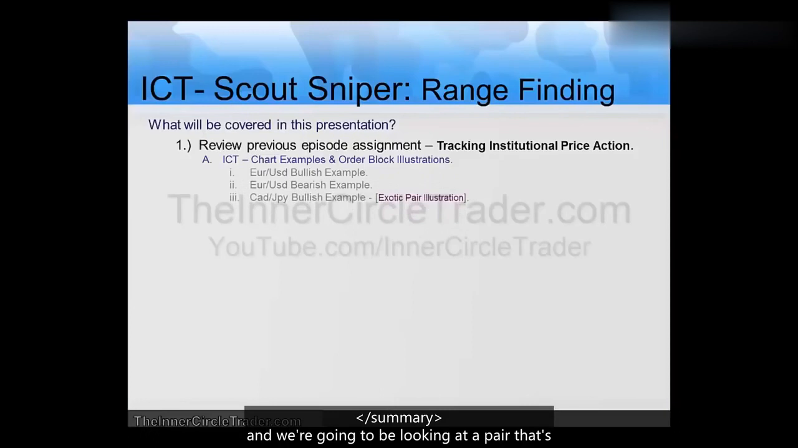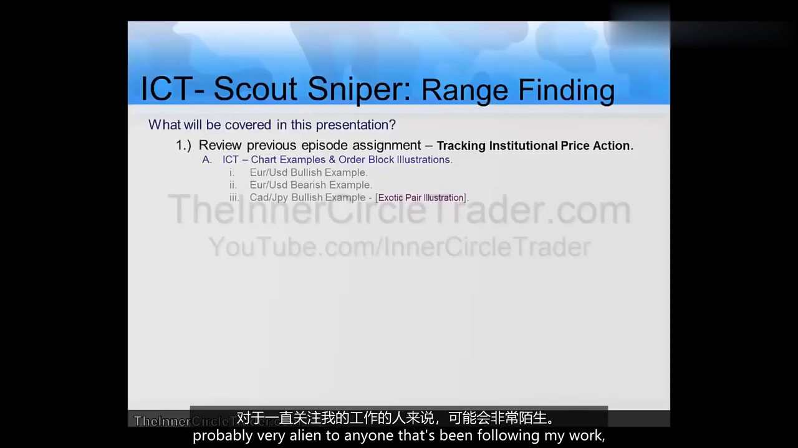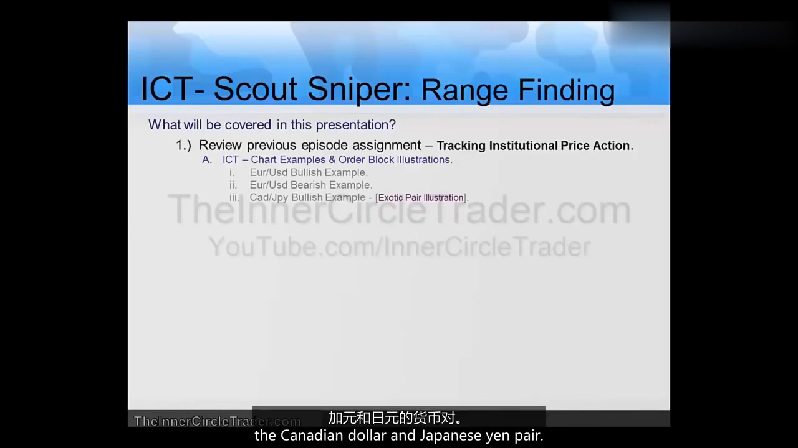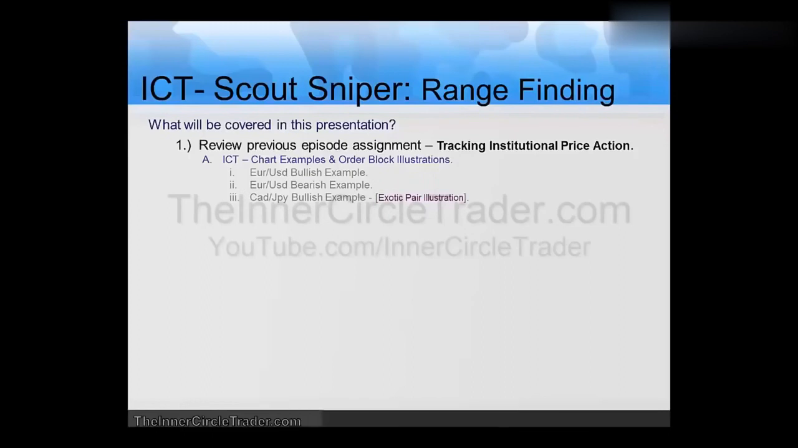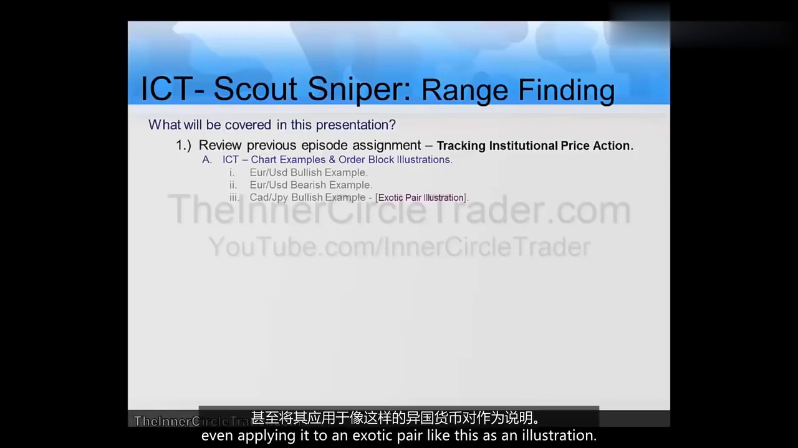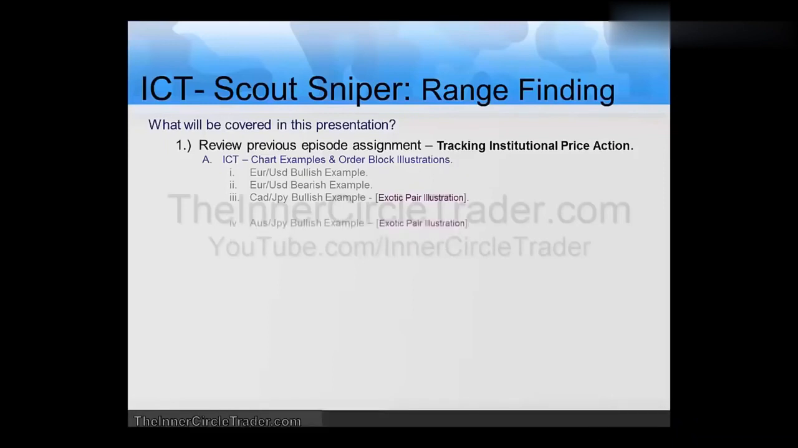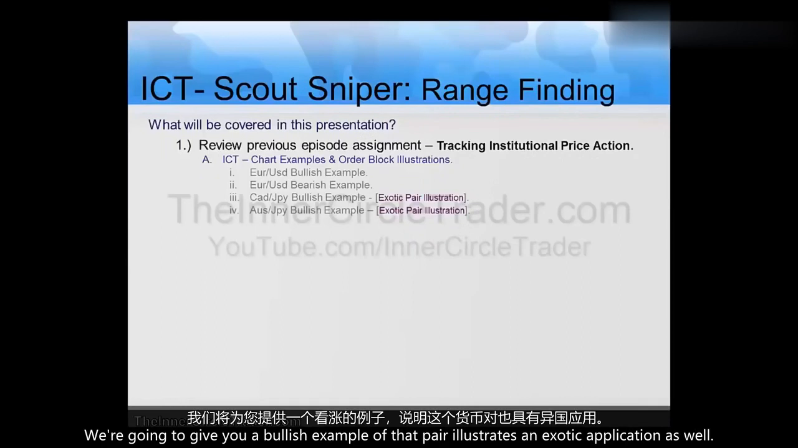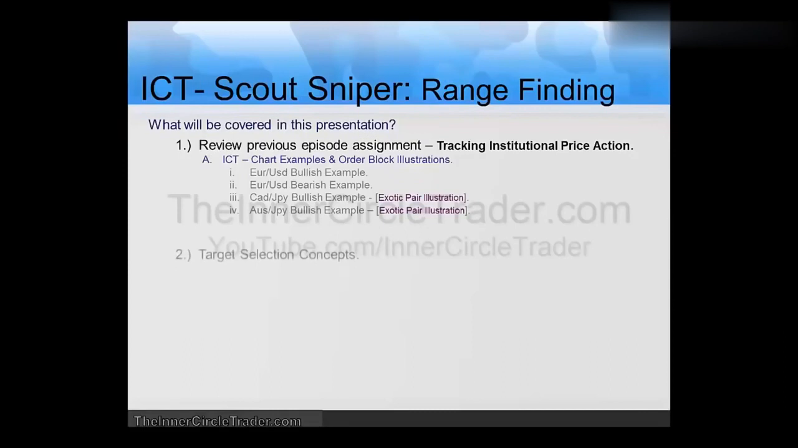And we're going to be looking at a pair that's probably very alien to anyone that's been following my work, the Canadian dollar and Japanese yen pair. Okay, we're going to be looking at a bullish example of that. Basically, to highlight the overall universal application of my concepts, even applying it to an exotic pair like this as an illustration. And we're looking at another, in my opinion an exotic, the Australian dollar and Japanese yen. We're going to give you a bullish example as that pair illustrates an exotic application as well.